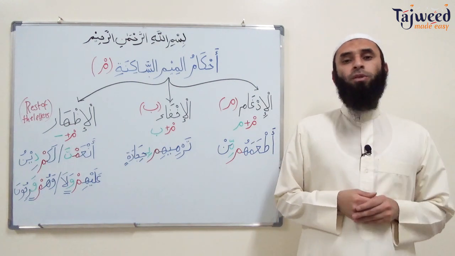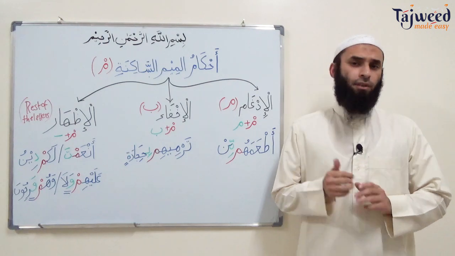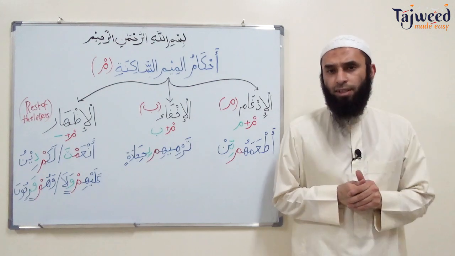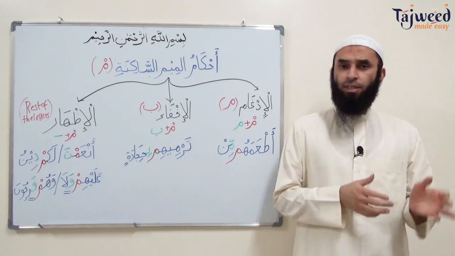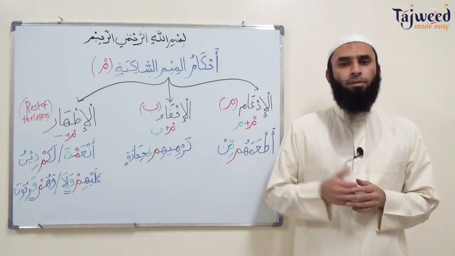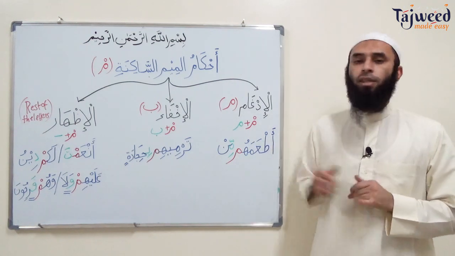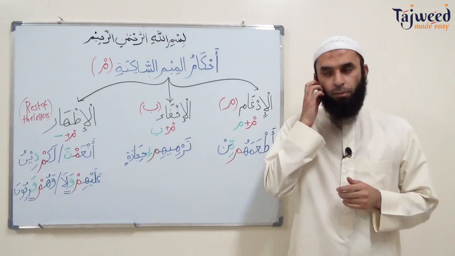In the last few lessons, we looked at the Nun Saakinah and Tanween rules. We found out that after Nun Saakinah and Tanween, whatever letter comes after will affect how the Nun Saakinah and Tanween is pronounced. And the effect is of four types: Al-Izhar, Idgham, Al-Qalb, and Ikhfa. Today we're going to start the Ahkamul Meem Saakinah, the rules of Meem Saakinah.